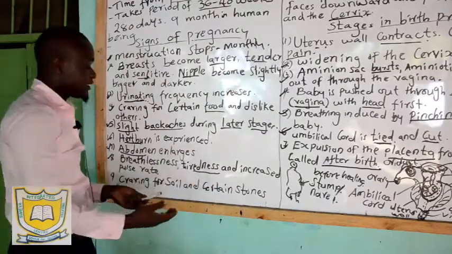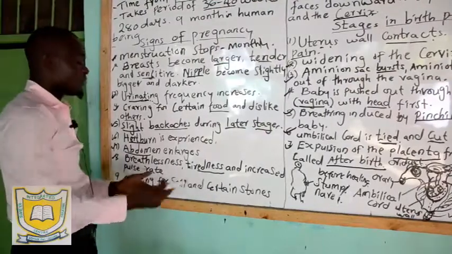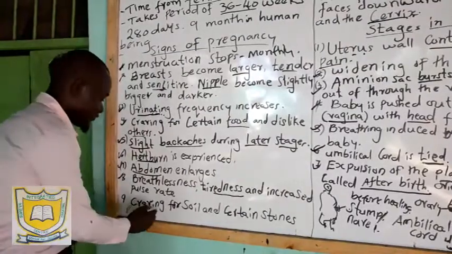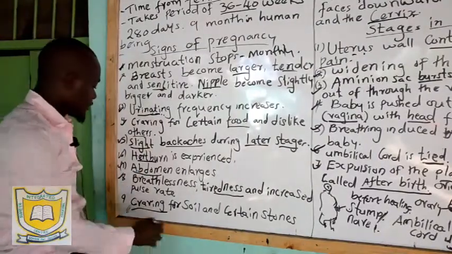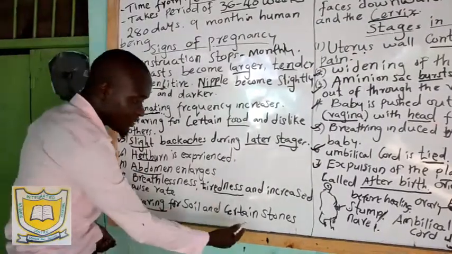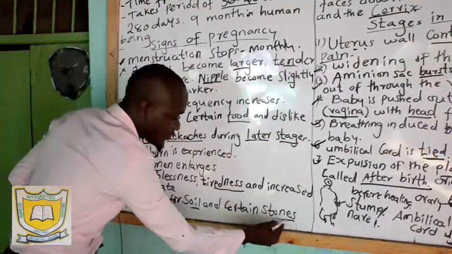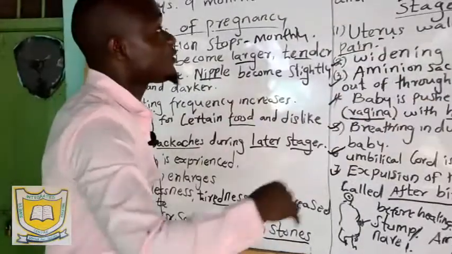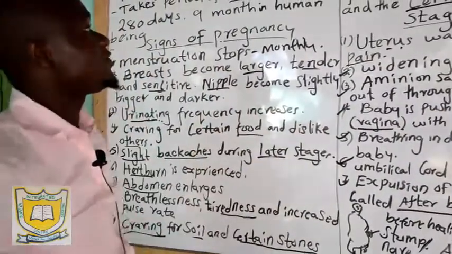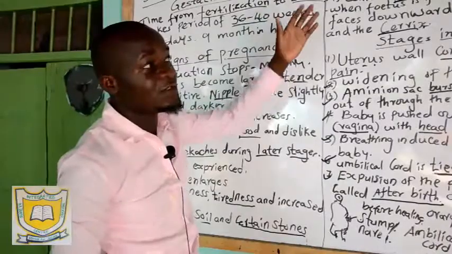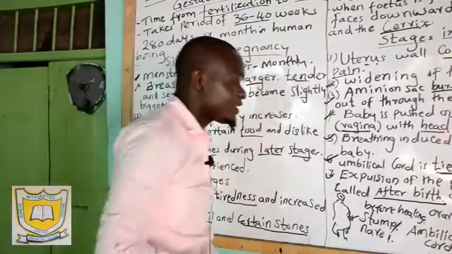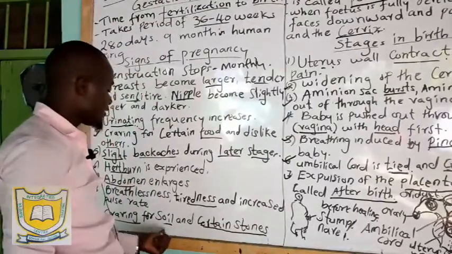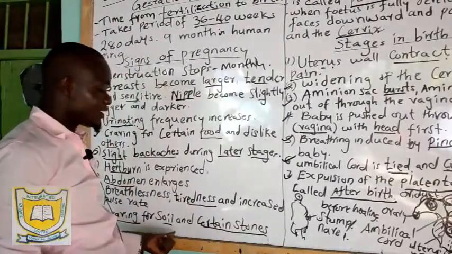And tiredness is because of the lack of that energy. Then you talk of the craving. We said craving is an appetite. So craving for soil and certain stones. Specifically, a mother may develop an appetite for sandy soil, others develop an appetite for loam soil, others for cement. They have different appetites. Now why do they move to eat soils and stones?